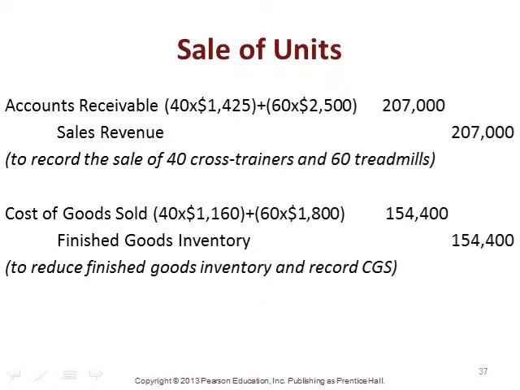to record the sale. Then we also have to move these goods out of finished goods inventory, out of the inventory account, because we no longer have them as inventory. We sold them, and so they become cost of goods sold to us. And we do that so we have 40 units that are sitting in our finished goods at $1,160 per unit, and 60 units that are sitting in our finished goods inventory at $1,800 per unit. So combined, we're moving $154,400 against the expense account, cost of goods sold, on the income statement, out of the finished goods inventory account on the balance sheet.